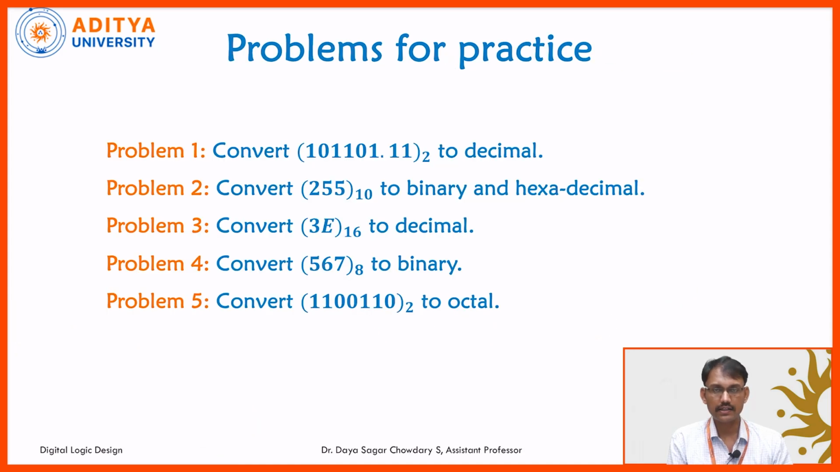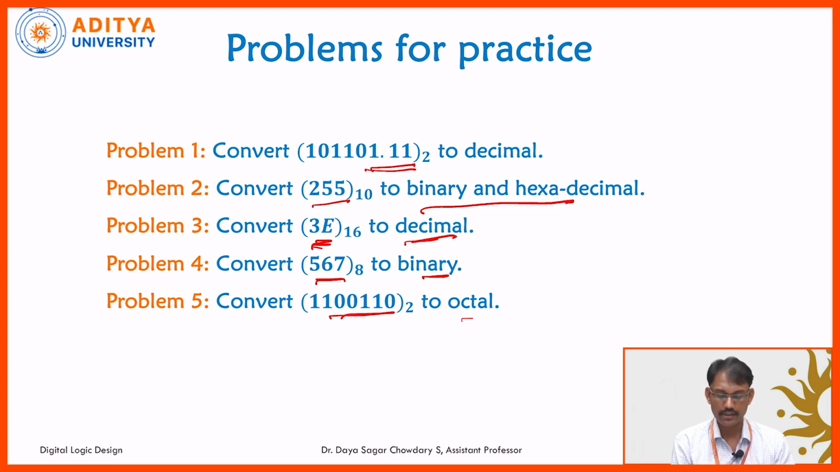Here are some problems for practice. We can solve this one, which is a fraction from binary to decimal. This is decimal to binary and hexadecimal, and this is a conversion from hexadecimal to decimal. Here this is octal to binary number system, and this is binary number system to octal. We have to solve these problems for practice.